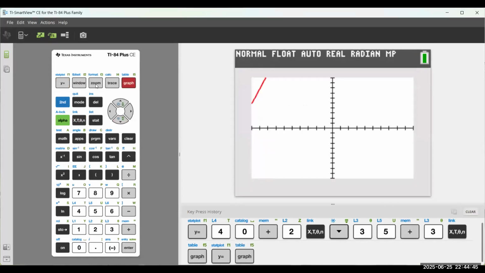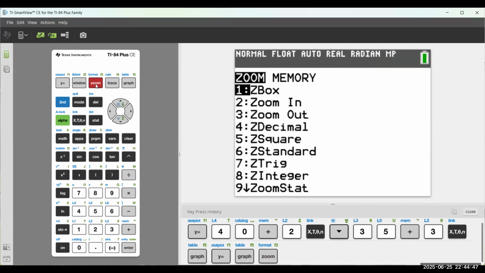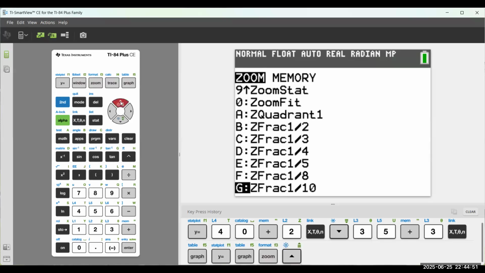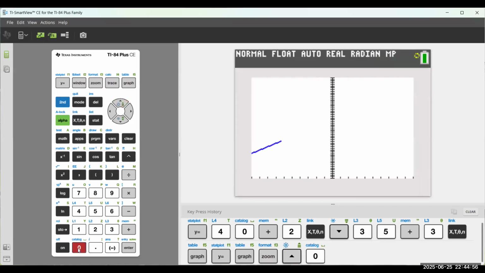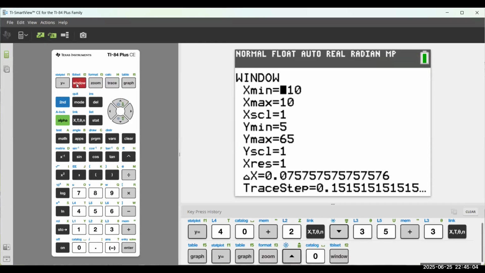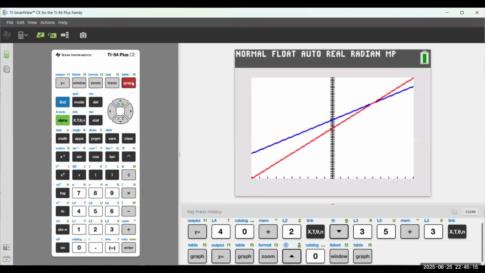Here's a trick. If you click the word zoom, you could do zoom fit, which is 0. If you look right here, zoom fit. So I could click 0 and it will fit my graph. It will show where my graph is on my window. You could also manually change your window. So I knew it was going to need to go up to 40 at least. And so my Y maximum could have been in the 40, 50, or 60 range. But anyway, I like zoom fit because it's really helpful.